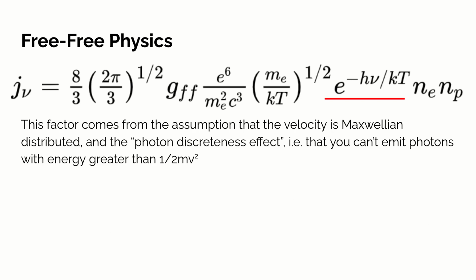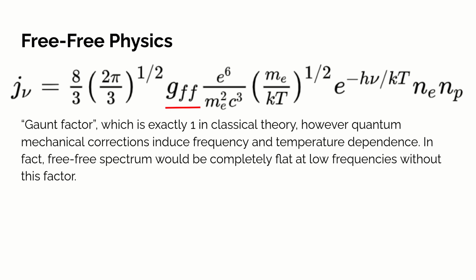This next factor, the exponent, comes from the assumption that the velocity is Maxwellian distributed, as we have just talked about, and the photon discreteness effect, i.e. that you can't emit any photons with energy greater than 1/2 mv squared, excuse me. And then finally we have the Gaunt factor, which is exactly 1 in classical theory. However, quantum mechanical corrections induce frequency and temperature dependence. In fact, without these, we would expect a completely flat free-free spectrum at low frequencies.